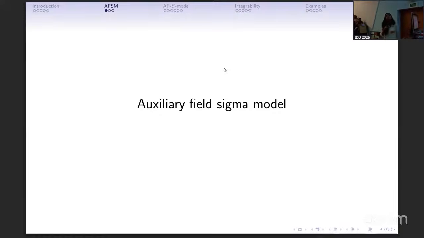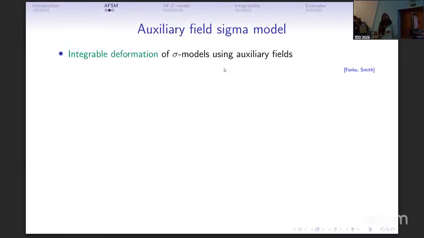All right, so diving into the introduction of auxiliary field sigma models. As I was saying, it was constructed recently, 2 years ago, as an integrable deformation of sigma models using auxiliary fields. If it is familiar to you, this can be thought of as some reincarnation of the Ivanov-Sokolov construction, which was done for the four-dimensional case, but now you do it at the level of 2D sigma models. So that was a little bit of history or origin motivation for these models.